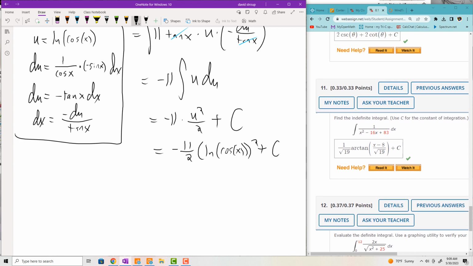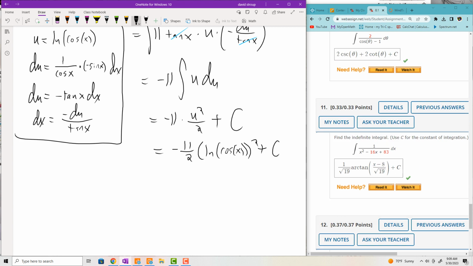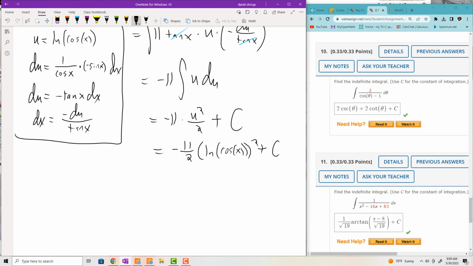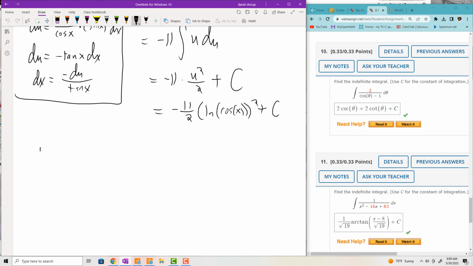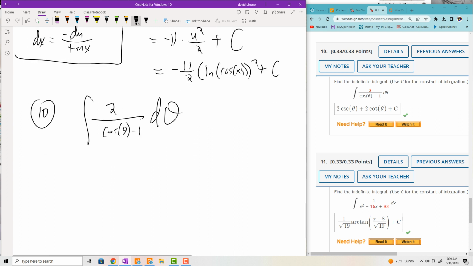Oh, number 11 is another complete the square kind of problem. Let's try number 10. It's another one. If you try to do kind of a u sub, it's going to fail, right? So the correct approach is to use what's called a Pythagorean conjugate, which is kind of like rationalizing a denominator. It's going to multiply top and bottom by cosine plus 1.